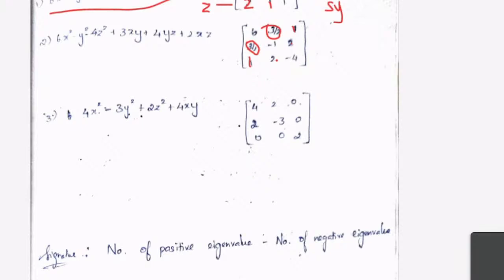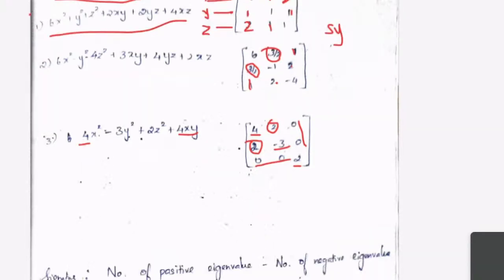So next, 4x square minus 3y square plus 2z square plus 4xy. The coefficient of x square is 4, the coefficient of y square is minus 3, and the coefficient of z square is 2. And for 4xy, dividing by 2, it will be 2. So the xy positions have 2 and 2, and the other positions are 0. So this is the corresponding canonical form.